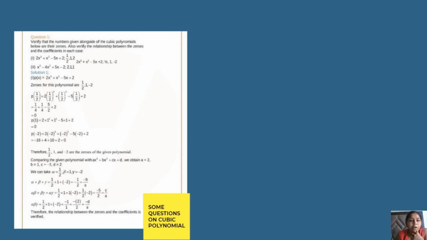So the first is verify. It is similar to the first question I discussed, to verify the relationship between the zeros and the coefficients of cubic polynomials. In that case it was quadratic, and in this case it is for cubic polynomials, right? So the equation given is 2x cube plus x square minus 5x plus 2. Am I right? In this equation, first we have to verify whether the numbers given below are zeros or not. The first number given here was 1 by 2, right?